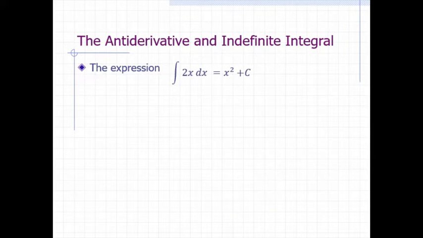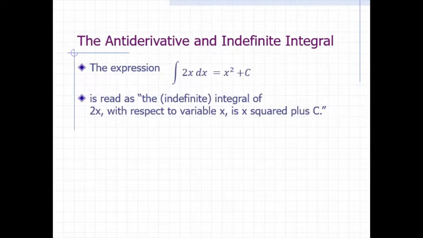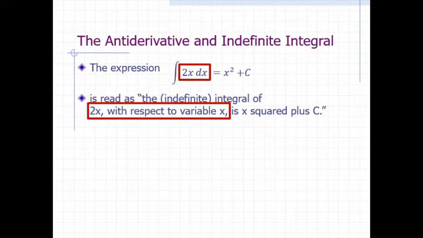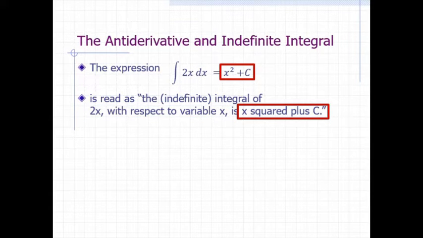A more straightforward way of saying that x squared plus c is the indefinite integral of 2x is to write something like this. The process of determining the antiderivative is called integration. The symbol, which looks like an elongated S, is the symbol for integration. We read this expression as the indefinite integral of the function 2x with respect to variable x is x squared plus c. To save time, we can just read the equation as integral of 2x dx equals x squared plus c.